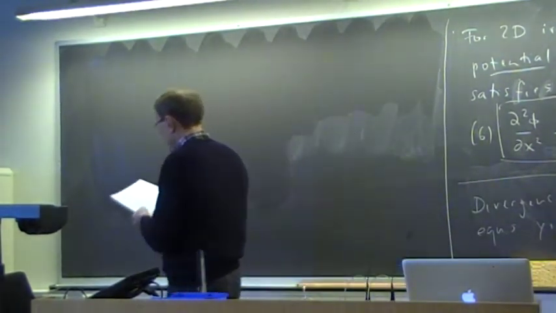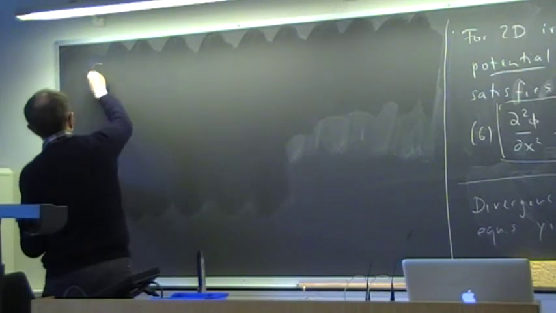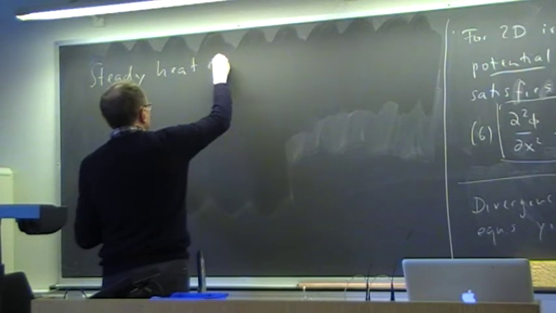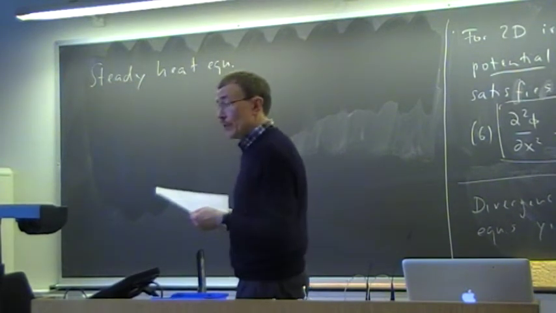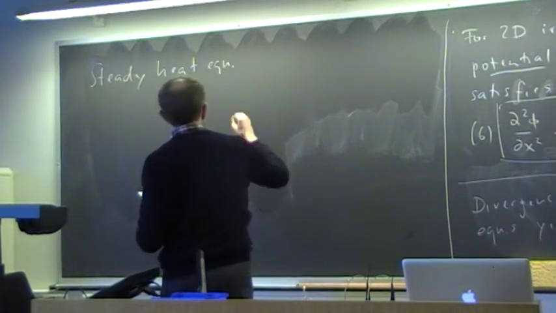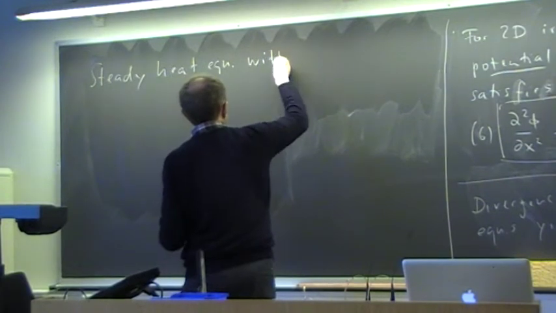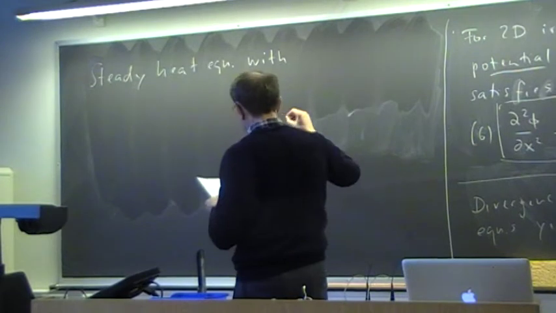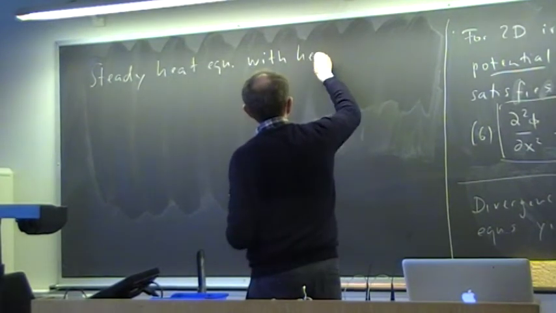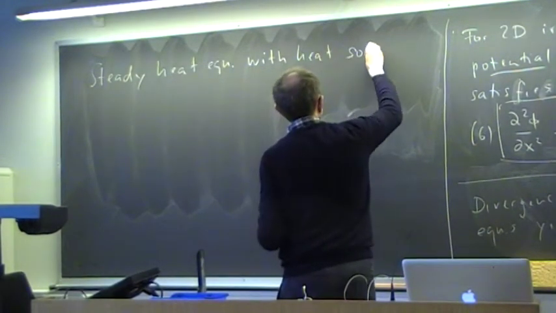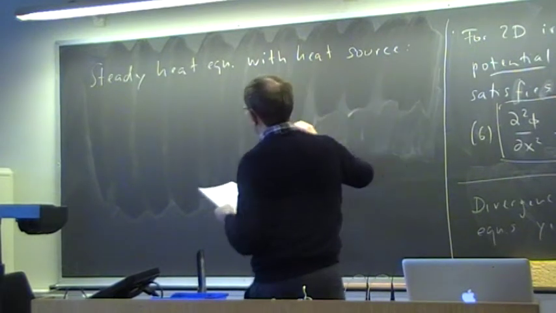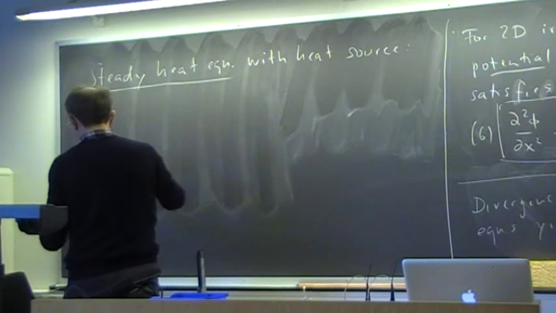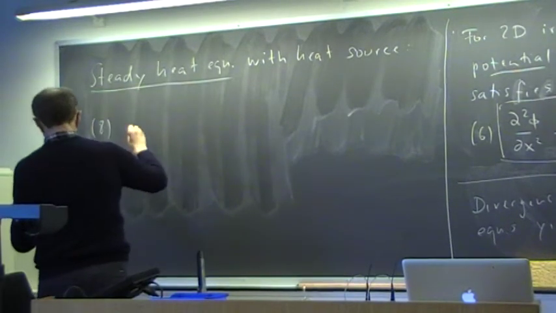And what we have there is the steady heat equation. We looked at the heat equation before, but now we look at it for the steady state. That means when the time derivative is 0. But here we make it a little bit more interesting. We assume that we have a heat source. And then we have the following, that is the general form.